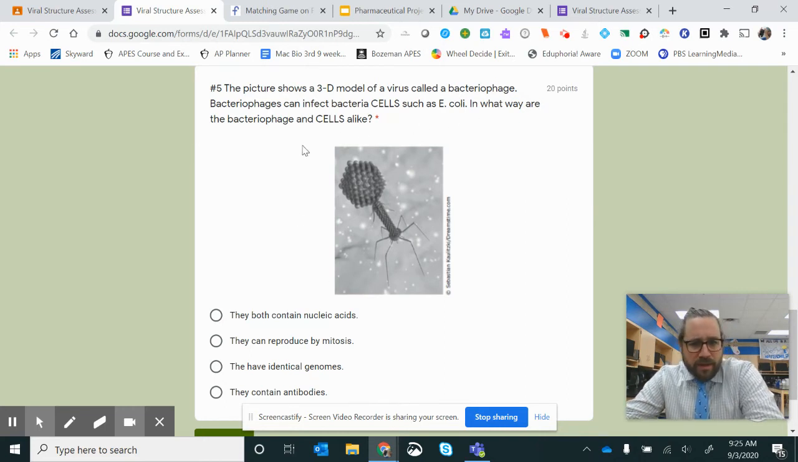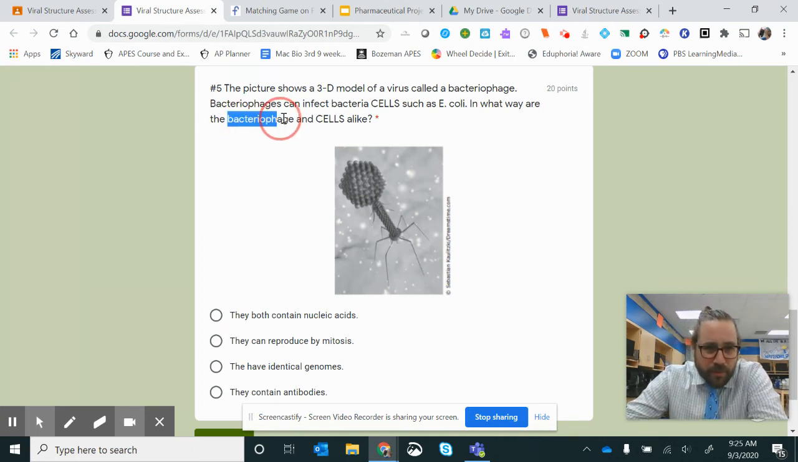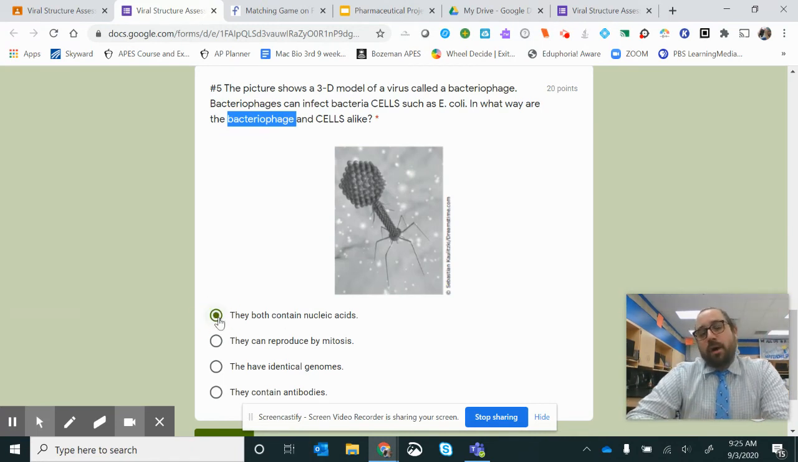This one, y'all did really good. In what way is a bacteriophage virus and a cell alike? This is the word that maybe tripped people up, bacteriophage. But if I just read that a bacteriophage is a type of virus, they both contain nucleic acids. So that's what your thought process should have been as you took it.